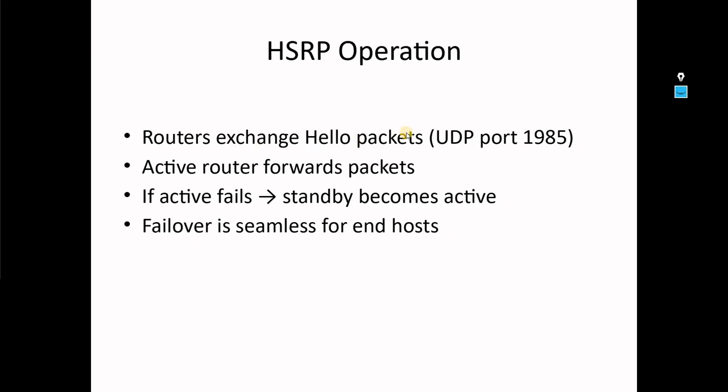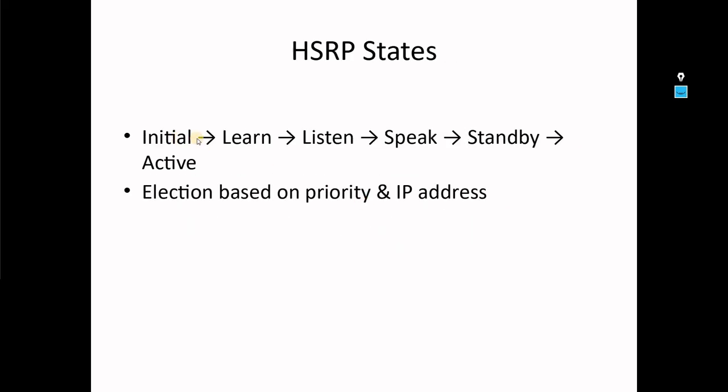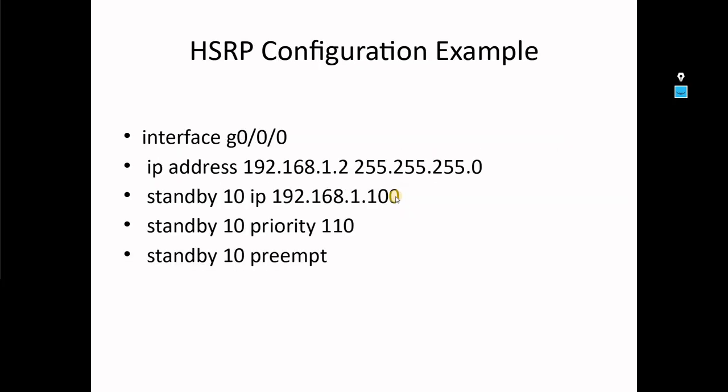Routers exchange hello packets by UDP port 1985. UDP is used in automation without any acknowledgement. The active router forwards packets; if the active fails, the standby becomes active. States: initial, learn, listen, speak, standby, active. Election is based on priority and IP address. Higher IP address wins.